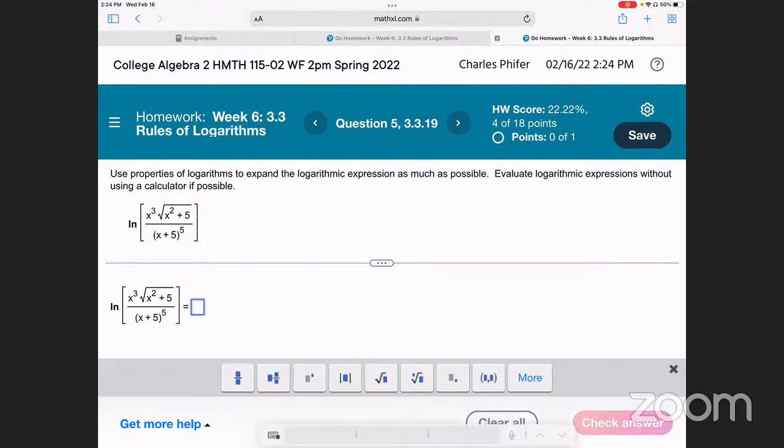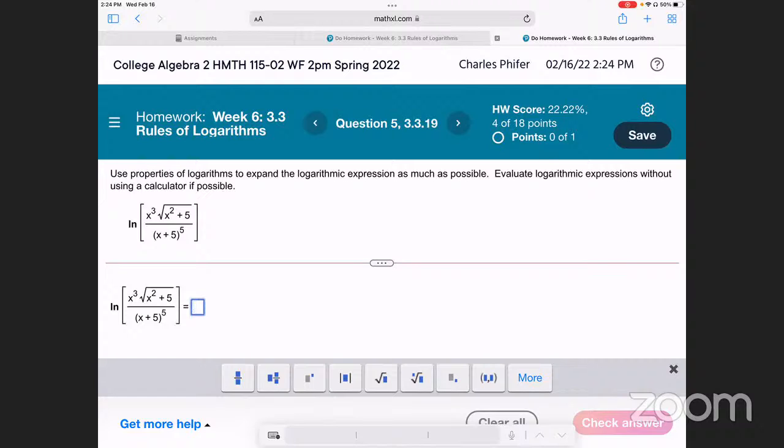So we're going to go ahead and expand it. So again, the 3 rules. The first rule is the product rule: the log of a product is going to be the same as the log of the sums. So you could take the log of a product and break it into the log of the first factor plus the log of the second factor. The quotient rule says the log of the quotient is the same as the difference of the logs, and the power rule says the log of a power is the same as the power times the log.